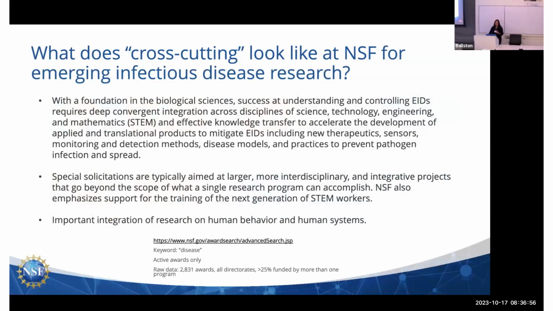So what does cross-cutting look like for emerging infectious disease research at NSF? We were reminded during the COVID pandemic that EID, emerging infectious disease, is definitely an area that can't be addressed by only individual programs or only siloed research areas, that it absolutely has to be cross-cutting. I'm sure that I'm preaching to the choir here, but I don't think it ever hurts to repeat that. And as the slide says, there are therefore several different solicitations aimed at much bigger projects than would be normally funded by core programs. In this particular case, it means a deep convergent integration between the biological sciences, data science, engineering, and social and behavioral science.